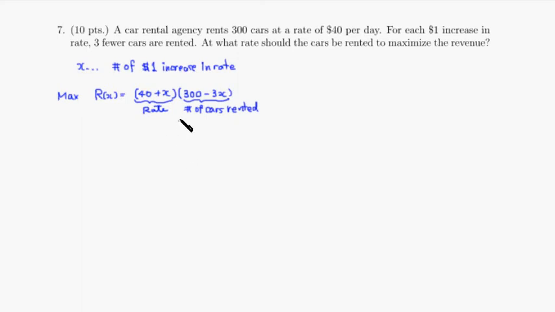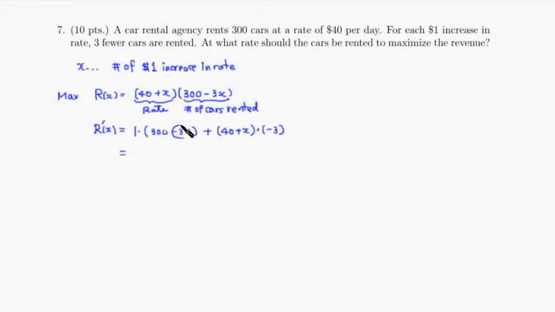So let's take the derivative. R prime of x is equal to the derivative of the first guy, which is 1, times the second, so 300 minus 3x, plus the first guy, 40 plus x, times the derivative of the second, which is going to be negative 3. So let's combine that and simplify that.